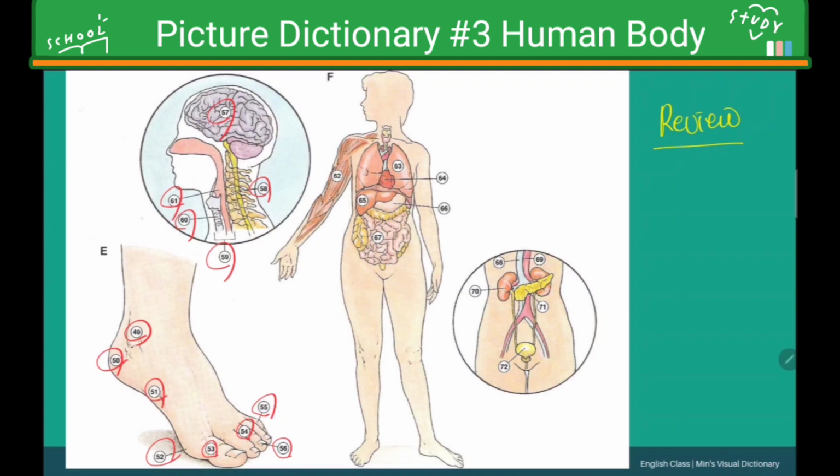And then 62, we had muscle and lung. And 64, heart. And we had liver, stomach, and large and small intestines. And 68 was our vein, artery, kidney, pancreas, and lastly, that's where our urine is stored, bladder.